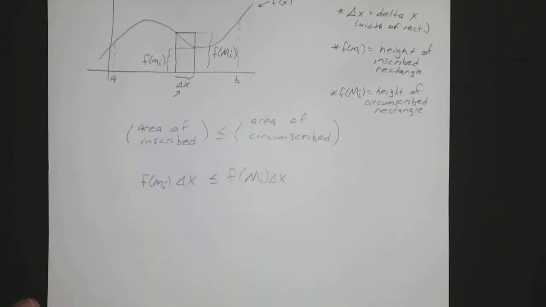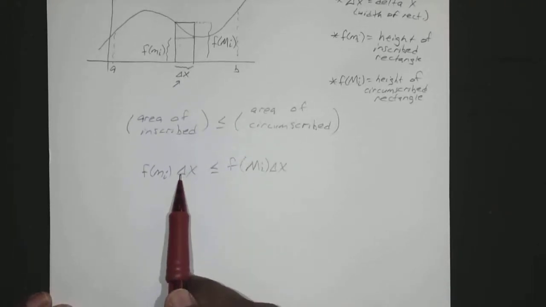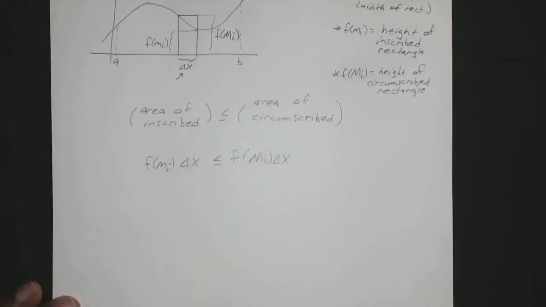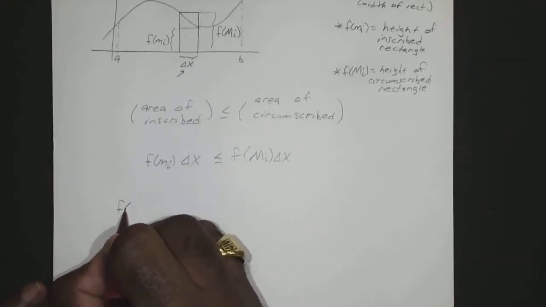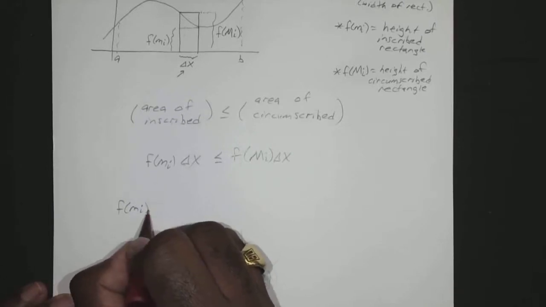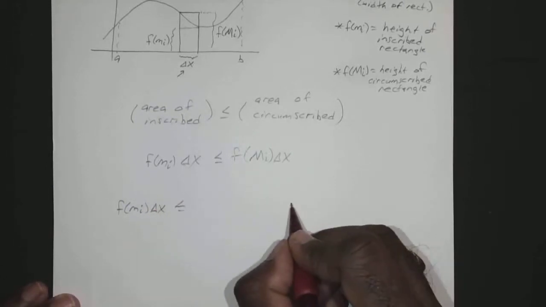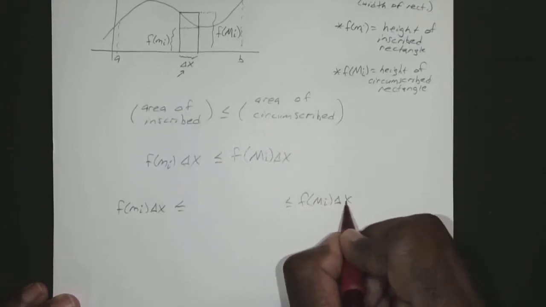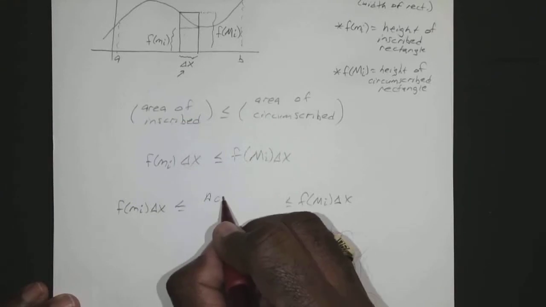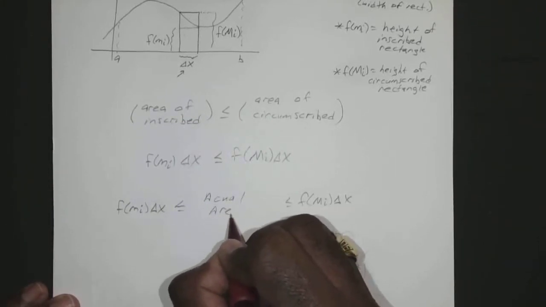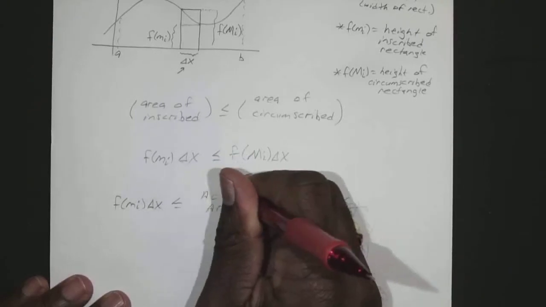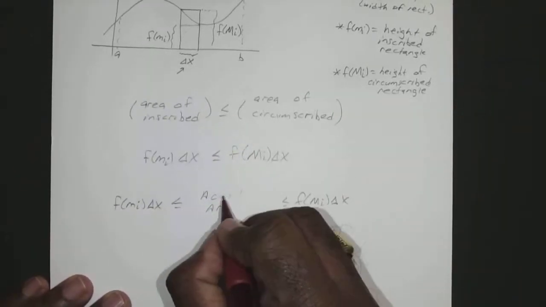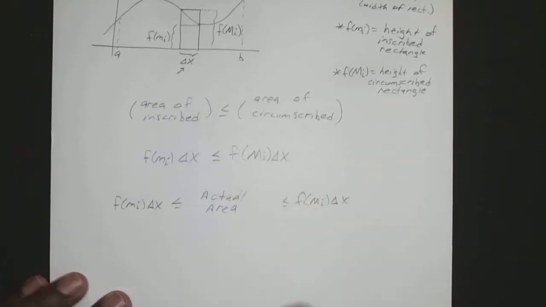Okay, so we know just from those two, this will give you a little less than the area, this will give you a little more than the area. But we know that our inscribed and our circumscribed, somewhere in between is the actual area. Okay, so it's somewhere in between there. Okay.